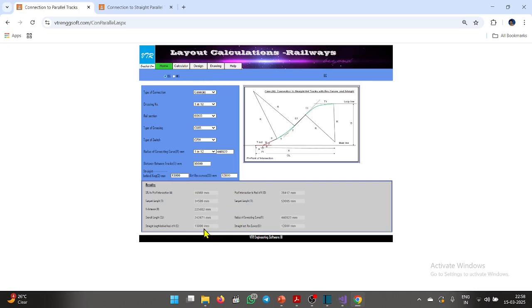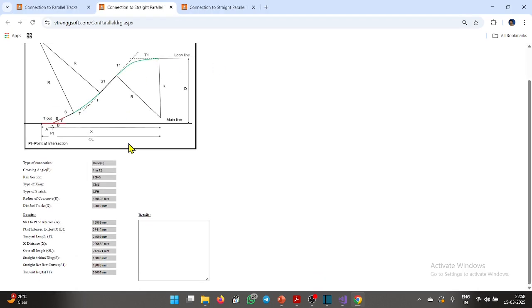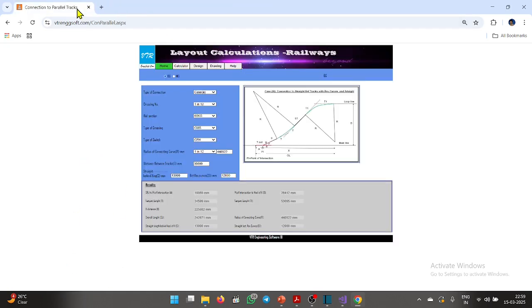So you got it now: 13 meter straight in between, and this is your overall length. So the distance between tracks is 30 meter, and the straight is 13 meter. Even behind this it is given 12 meter, and the tangent length. So it's giving all the details.